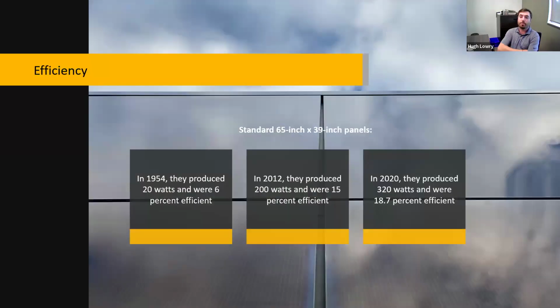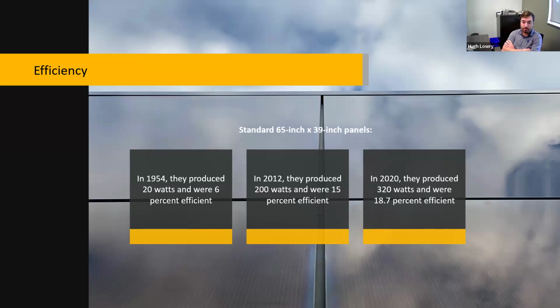Efficiencies of panels are going up over time as well. So going back to that standard size we talked about earlier, 65 by 39 inch. In 1954, it produced about 20 watts, or about 6% efficient. In 2012, obviously 50 years later, we're producing closer to 200 watts, and we're 15% efficient. In 2020, about 320 watts, and we're 18.7% efficient. If I had to add another little note to the slide, we'd say in 2025, we're producing about 400 watts and we're approaching 21% efficient.